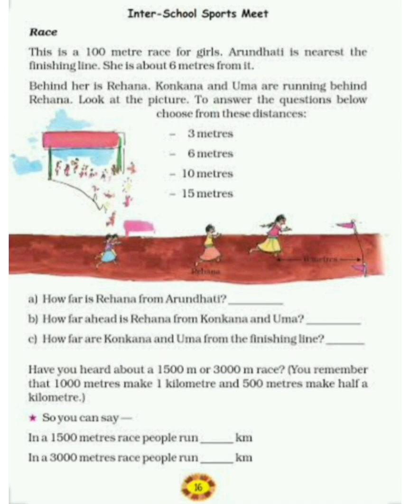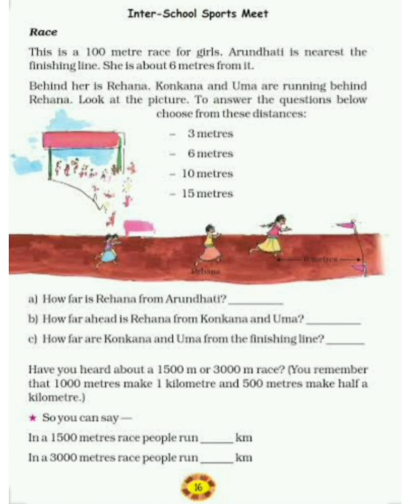Dear students, let us now look at the inter-school sports meet. The first one is the race competition. Dear students, look at this image. This is a 100-meter race for girls. Arundhati is nearest the finishing point. Yes, the first girl's name is Arundhati. She is about 6 meters from it. Okay. She is 6 meters from the finishing point.